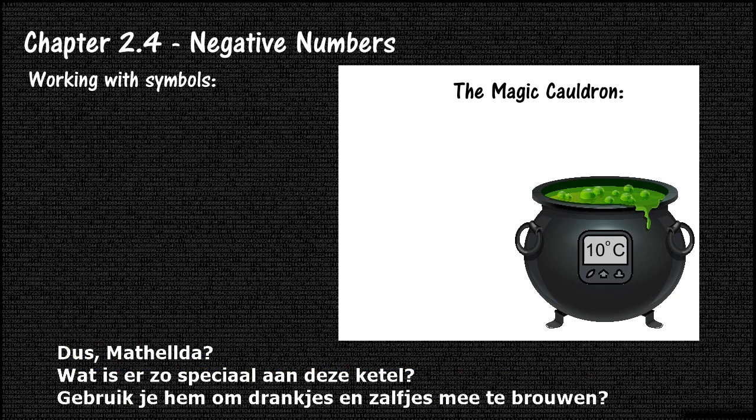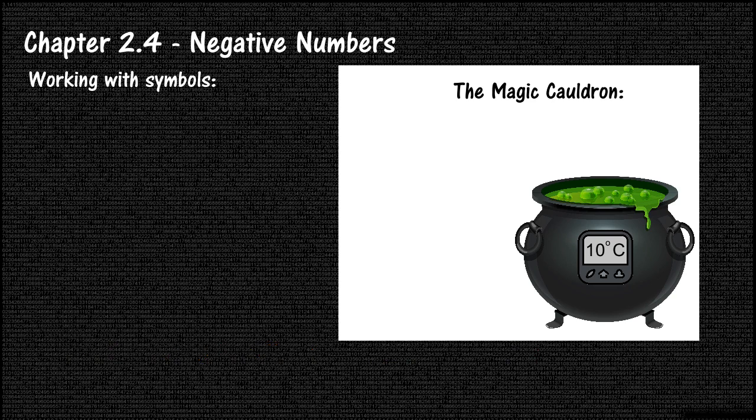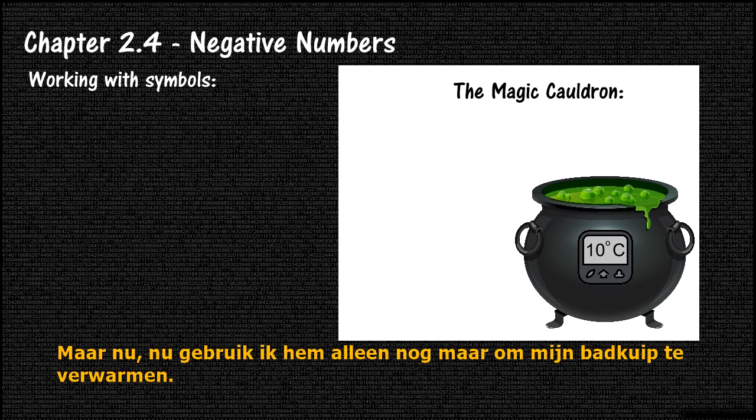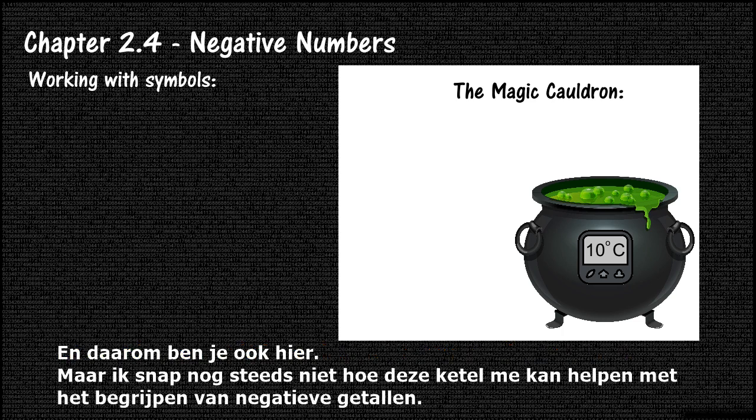So, Mathilda, what's so special about this cauldron? Do you make potions and oils with it? In the old days, when I was still a naughty young witch, oh yes. A love potion here, a sleeping potion there. Those were the days. Nowadays, I only use it to warm my bathtub. And for everyone who wishes to know about negative numbers, of course. And that's why you're here.